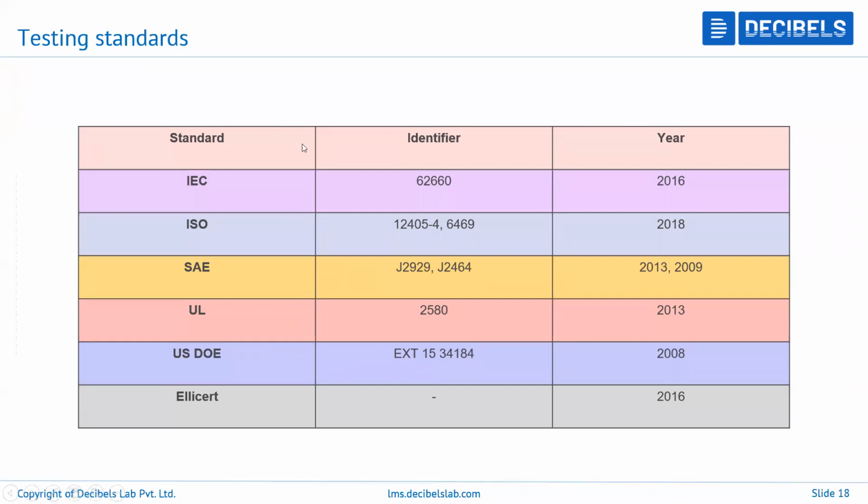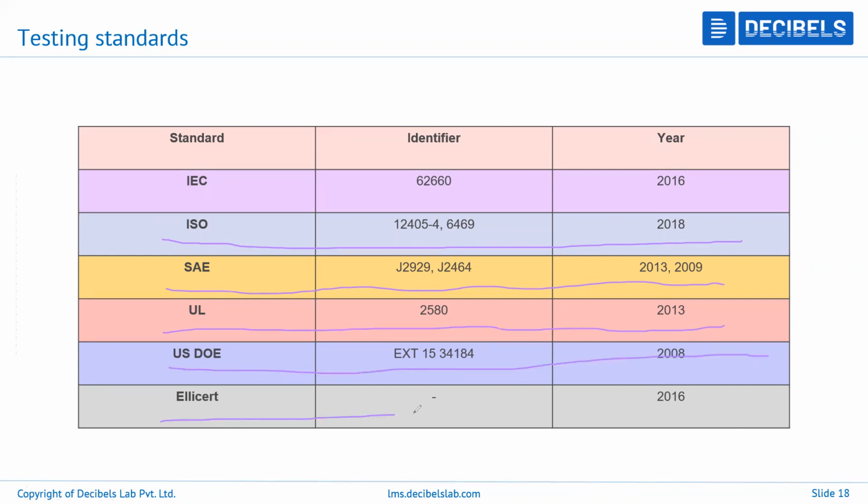And here, as I had mentioned earlier, are some of the testing standards. Throughout the entire webinar, we have seen ISO standards, but there are also IEC standards and SAE standards, which are very widely followed in automotive applications. UL is towards household, electrochemistry, and also some amount of automotive. Then US Department of Energy, and ELICERT. There is also another standard called AIT, Austrian Institute of Technologies.